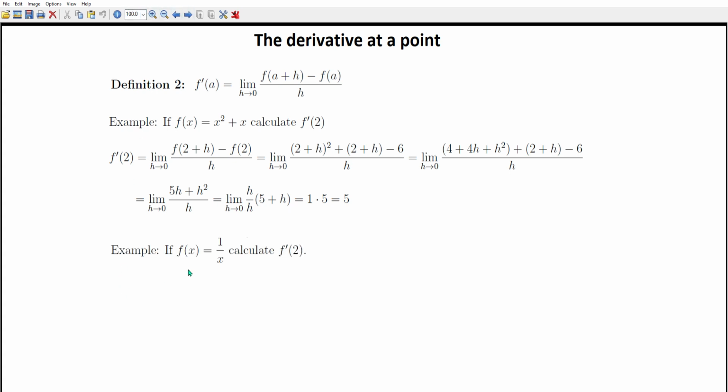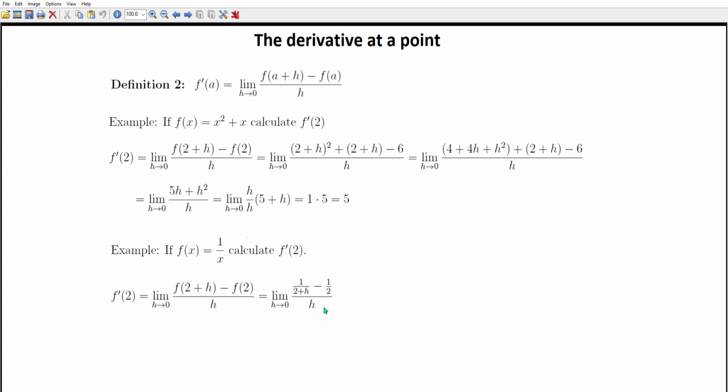Another example. Here f of x is 1 over x, and we want to calculate f prime of 2. So our definition says that f prime of 2 is going to be the limit of f of 2 plus h minus f of 2 over h. This should look familiar. Now, here, however, we're plugging 2 plus h and 2 into our function 1 over x. So what we're going to get is 1 over 2 plus h for f of 2 plus h, 1 over 2 for f of 2, over h.